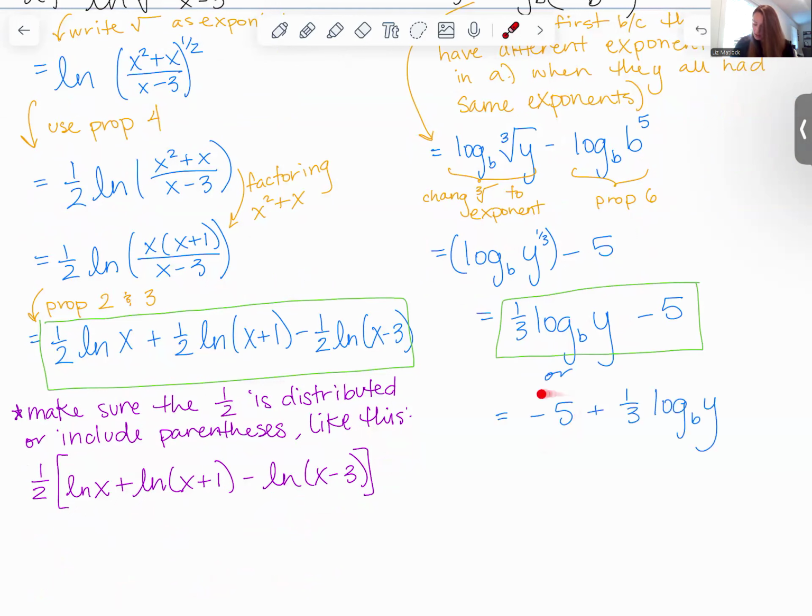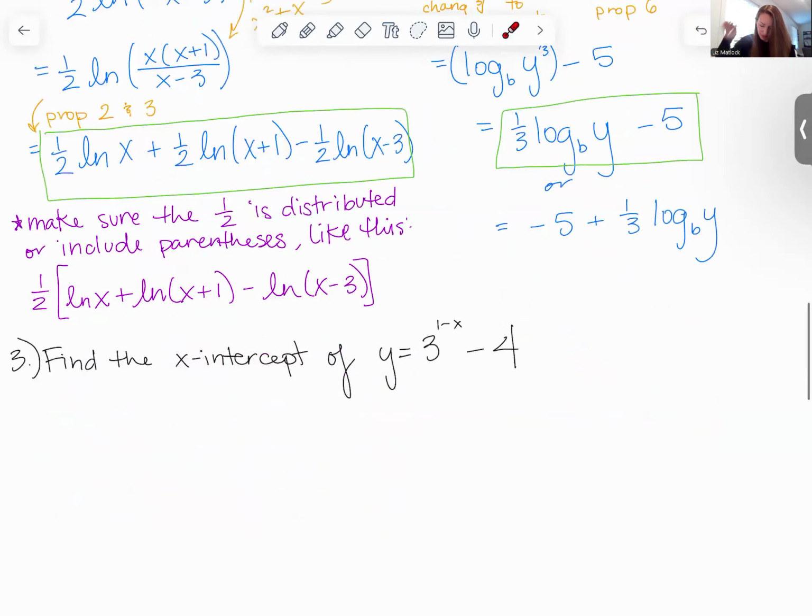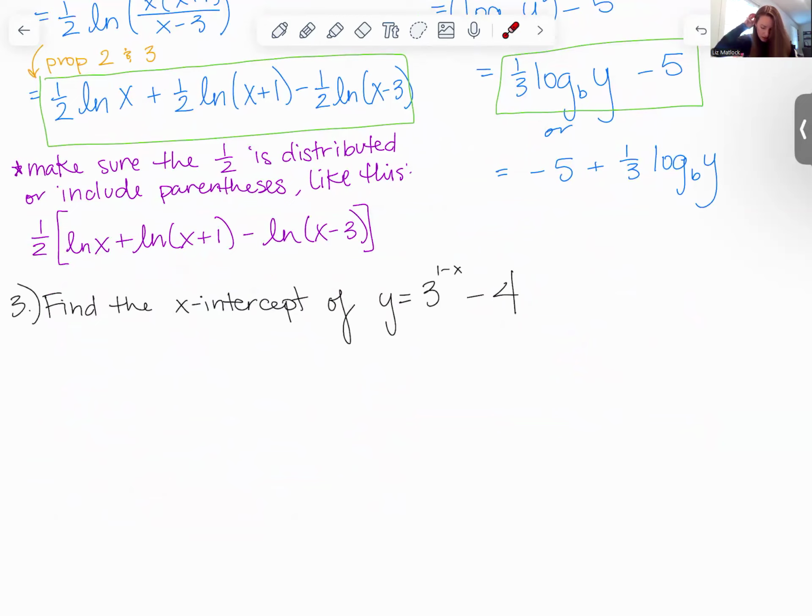And you might want to rewrite it so that you have the minus 5 in front, just so you don't accidentally try to put the minus 5 inside of the log, because it does make a difference. But both are correct. All right, one more example here before we do another formula.